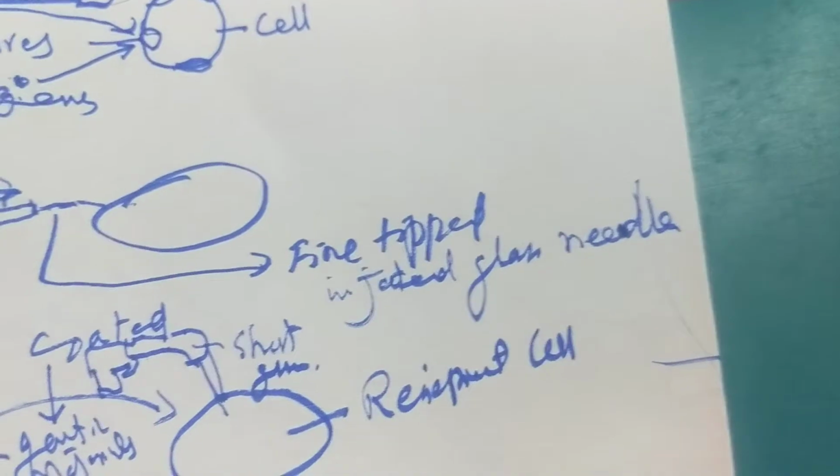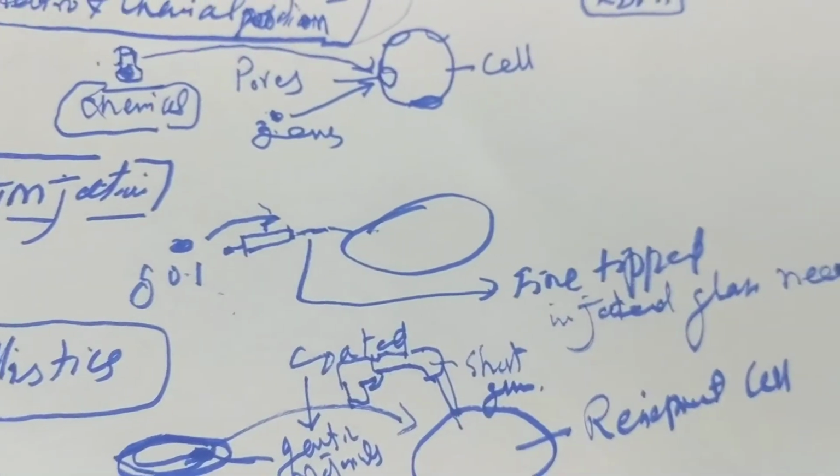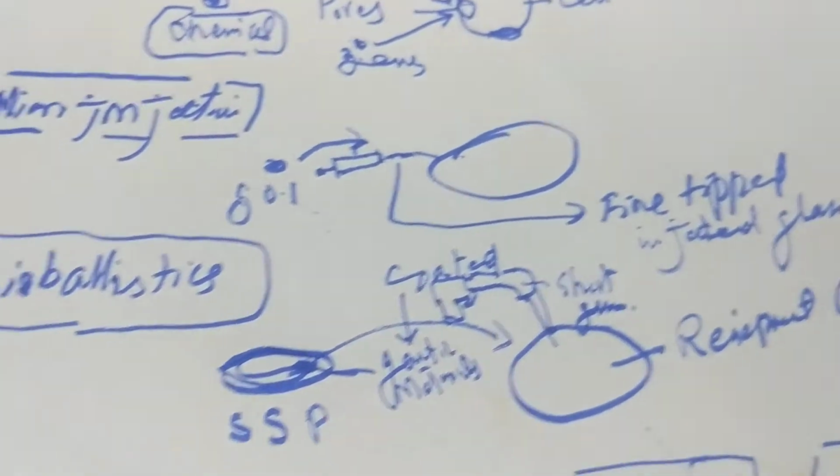So this type of genetic engineering is used to get desirable traits.